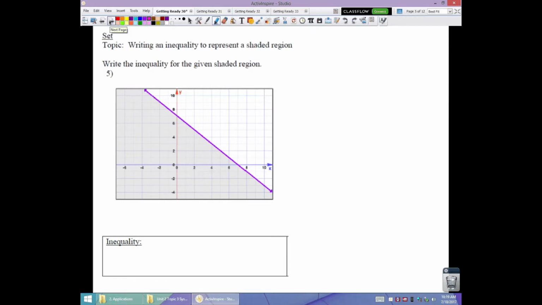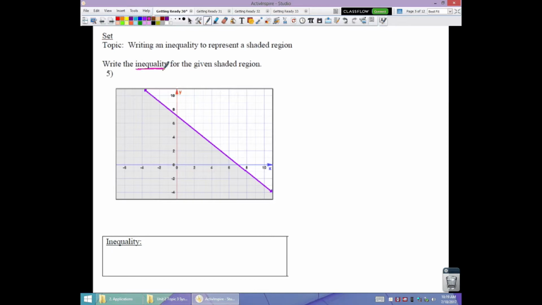Okay, so at number 5, we're working backwards. We have the complete graph. We have the line in the right place. We have the appropriate side shaded. So we are going to have to write the inequality that is represented by the graph we're looking at. Now, we know even if the directions did not say inequality, it must be an inequality whenever there is shading. Okay, that doesn't happen with an equation. So inequality every time you see shading.